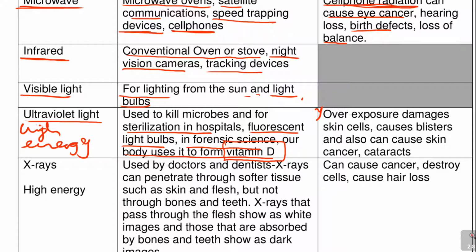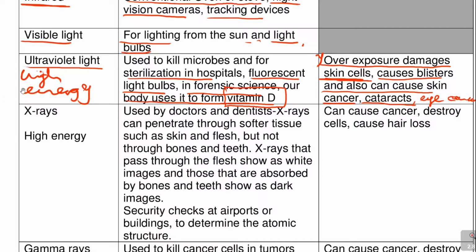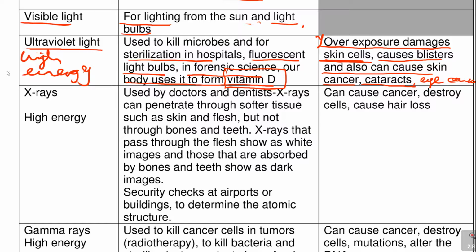Now look at the dangers. Overexposure can damage skin cells. That's why you need some UV protectors like sunscreens or sunglasses. It can cause blisters and also skin cancer. That's why it's also important to protect your eyes so that it doesn't cause cataracts. It can also cause eye cancer. This is the UV. You need to be careful of the UV light. That's why you can't look directly into the sun.